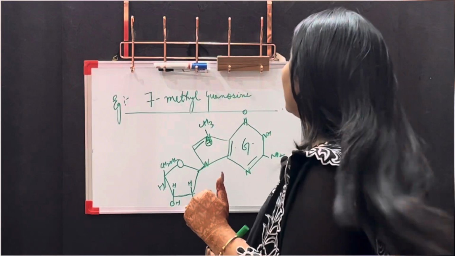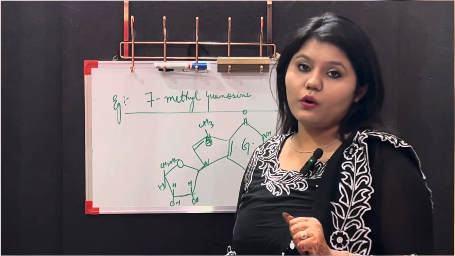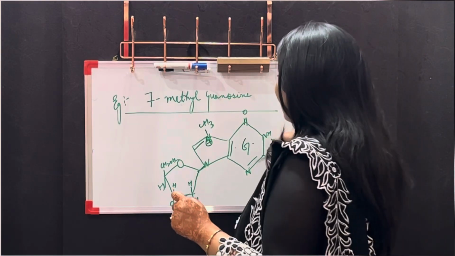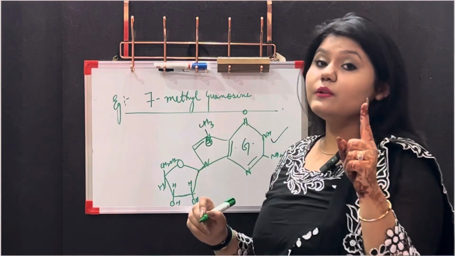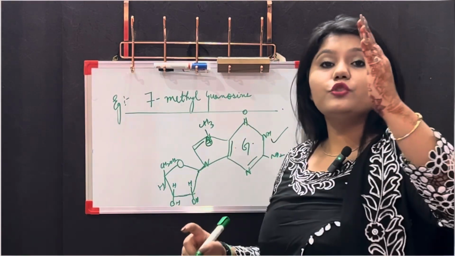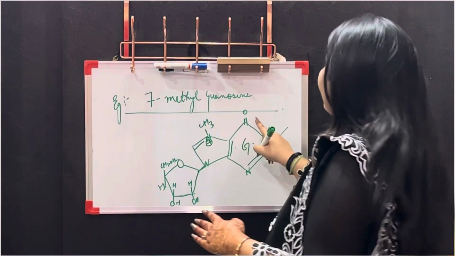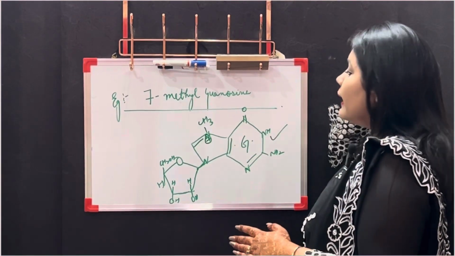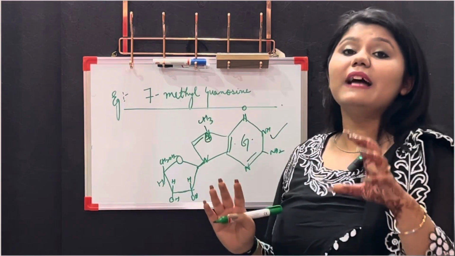Now we're going to discuss the 7-methyl guanosine structure. We have the guanosine group. As I told you, in the structure of adenine, it was 6-aminopurine. For guanine, you have to shift the amino group down. When the amino group is shifted down, the oxygen atom comes here, and then we draw 7-methyl guanosine.